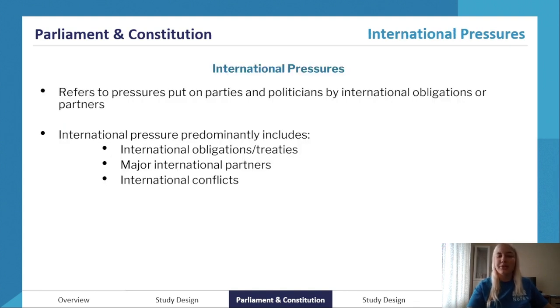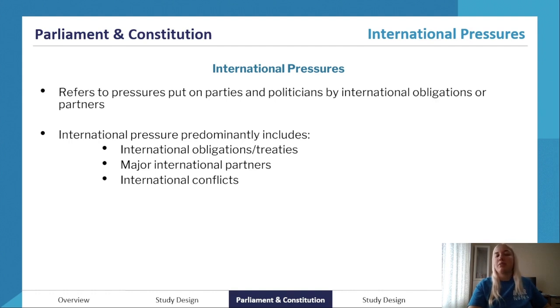Okay, now the last one under this dot point, which is international pressures. And this refers very obviously to the pressures put on all the different parties involved in parliament and politicians by either international obligations or partners. Okay, so this includes, I've got it listed right there, international obligations such as treaties and declarations. So things that Australia is a signatory to and commitments that they have made with other countries.